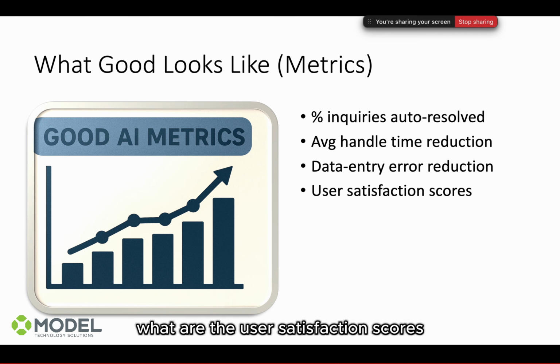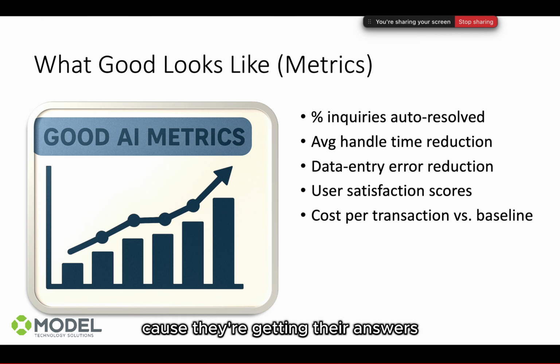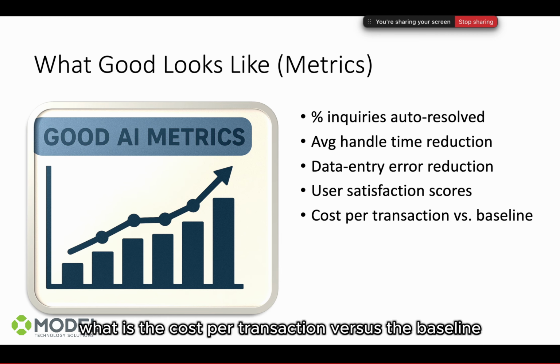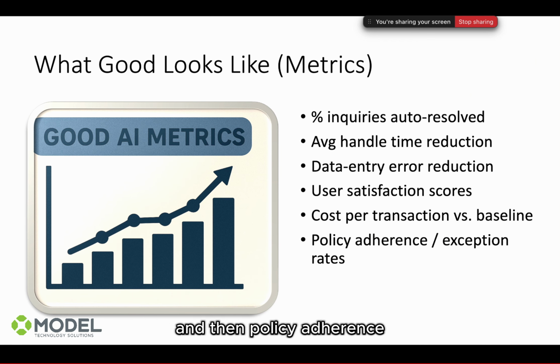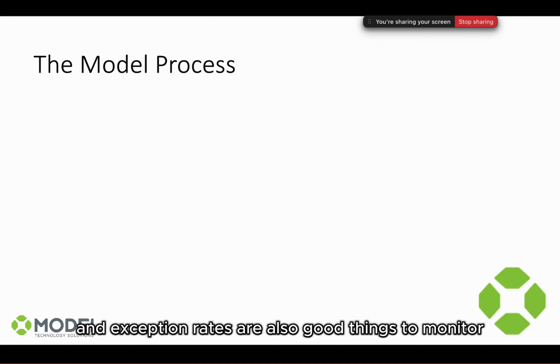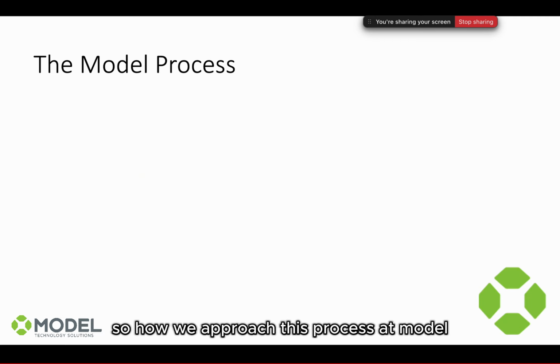What are the user satisfaction scores? Have they increased because they're getting their answers or their data faster? What is the cost per transaction versus the baseline? And then policy adherence and exception rates are also good things to monitor. So, how we approach this process at Model.